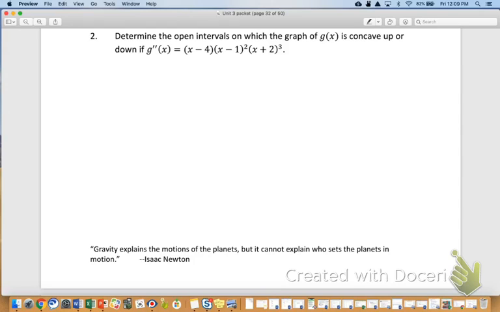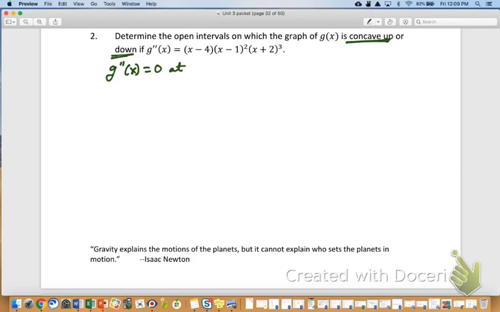So this says determine the open intervals in which the graph of g is concave up or down. So when I see concave up or concave down and I see that we've got a g double prime, my first thought is I want to figure out where g double prime is either positive or negative. This will tell me where g is concave up or concave down. So I'm going to set g double prime equal to 0. The reason I'm going to do that is because if I know where g double prime is equal to 0, I'll be able to figure out pretty easily where g double prime is either positive or negative.